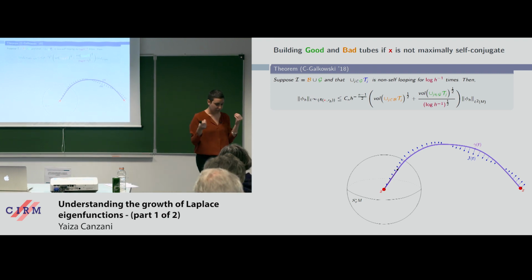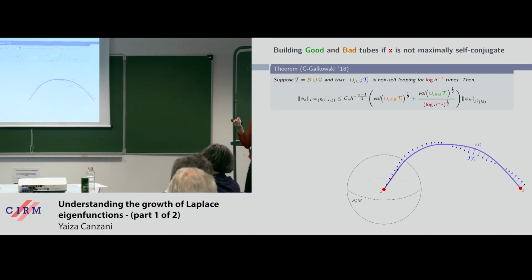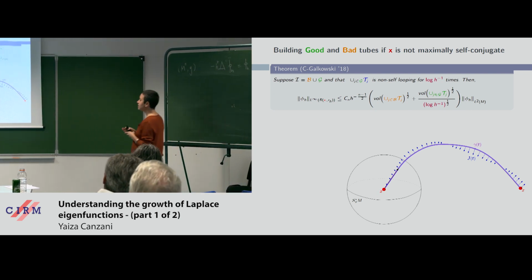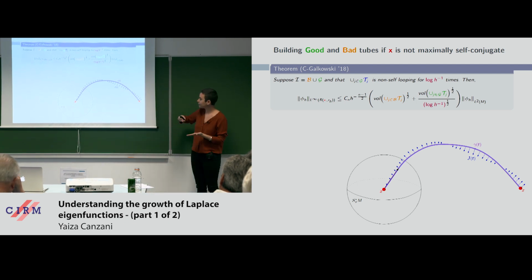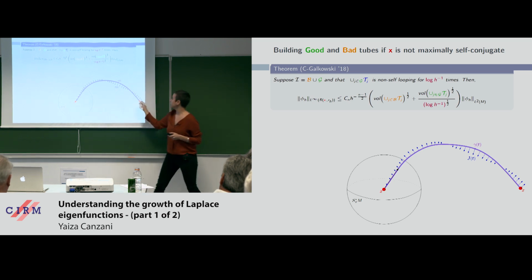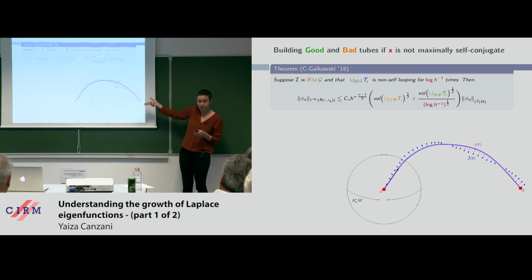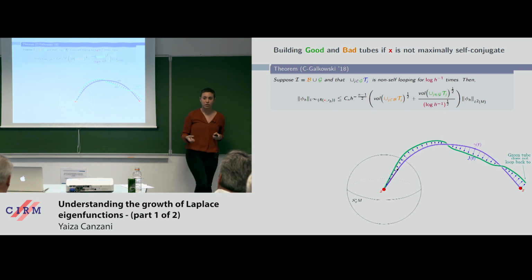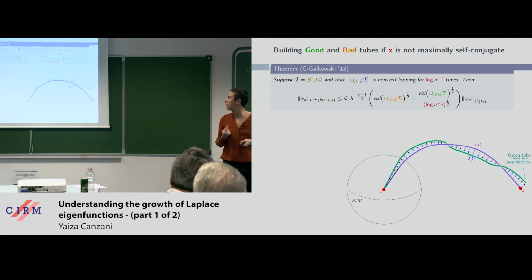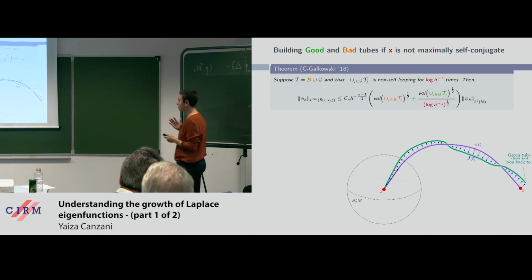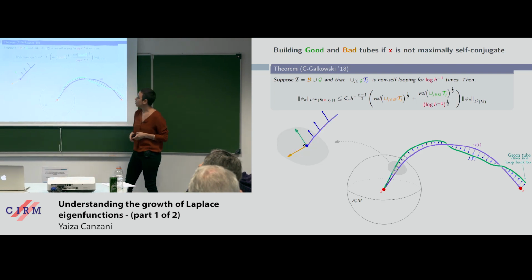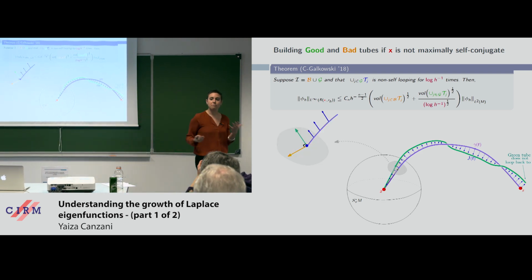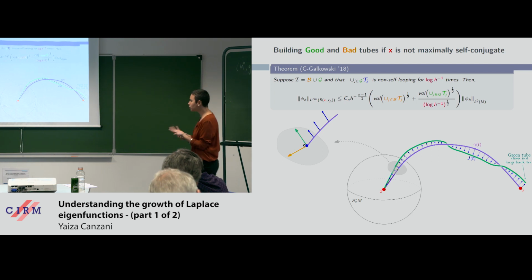Remember, the condition on the point x was that it wasn't maximally self-conjugate. So there exists a direction, this direction namely, along which there is a Jacobi field that starts being 0, but here it will not be 0. So in that direction, geodesics are spreading apart from each other. Once you have this direction, you're going to zoom in here and try to build your good tubes and bad tubes. So how do you go about that?